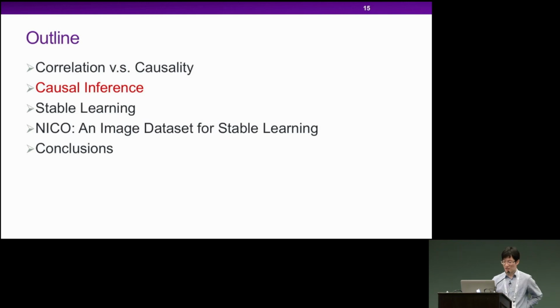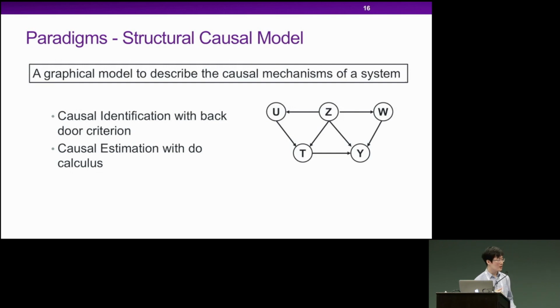Okay, then let's come to the causal inference part. In causal inference, there are mainly two paradigms. The first is the structural causal model, which was proposed by Professor Judea Pearl. I would say this kind of structural causal model is a quite strong graphical model to describe the causal mechanisms of a system, because it describes all of the dependence relationships among all of the variables in the system, right? So if you have this kind of structure, you can do a lot of things.